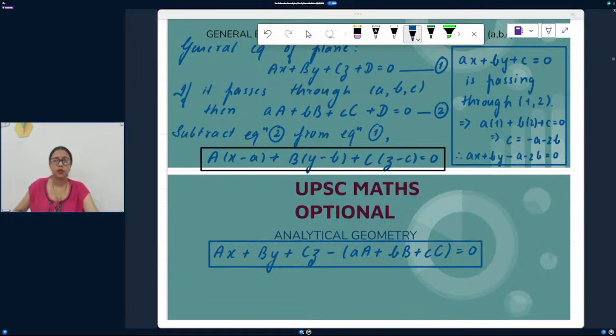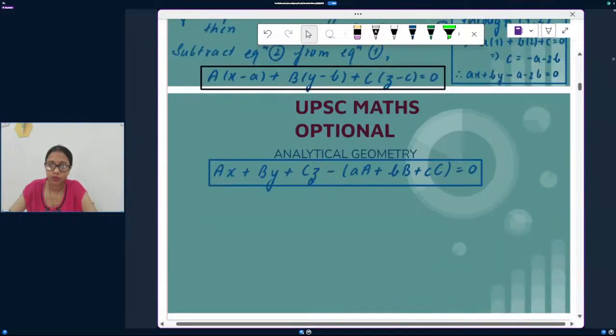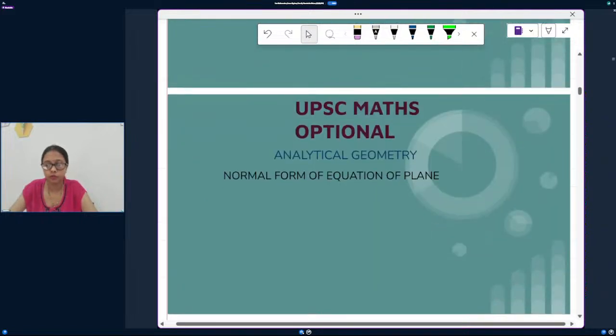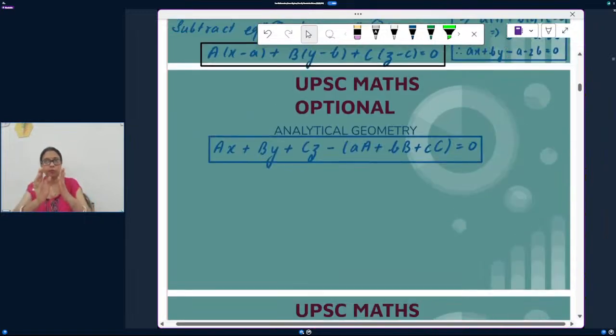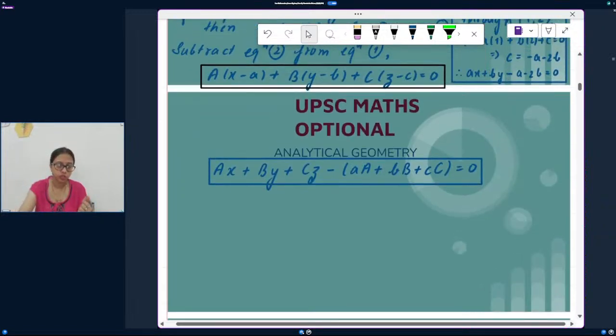All right. Next, normal form of equation. No, before normal form of equation, if you remember and if you have seen, just give me a second.